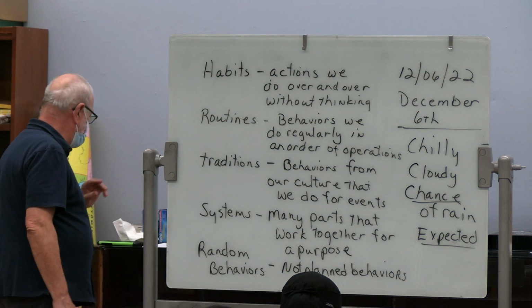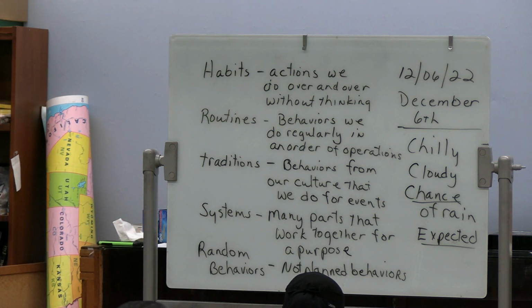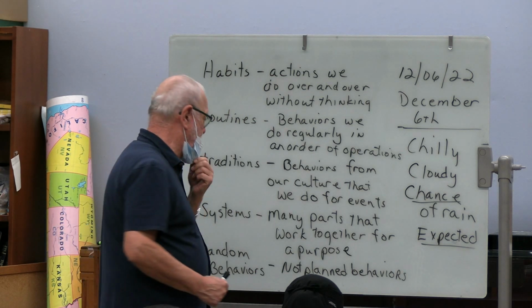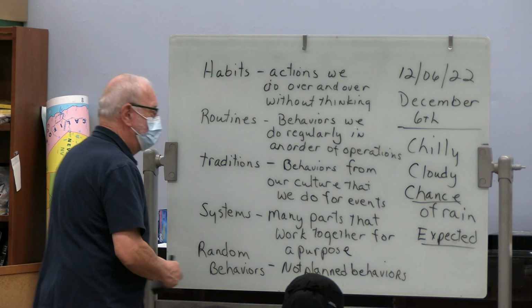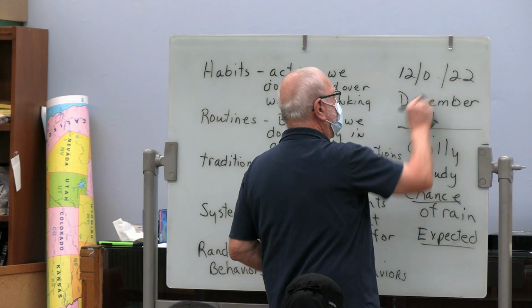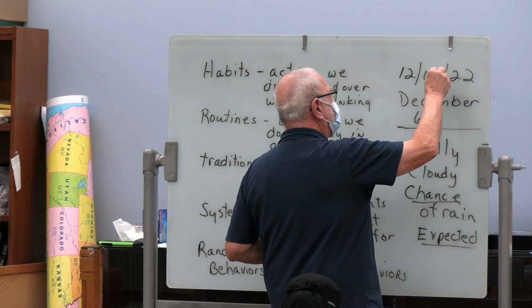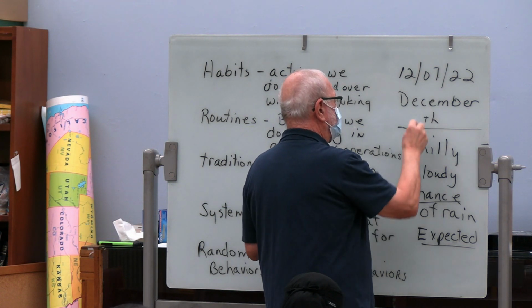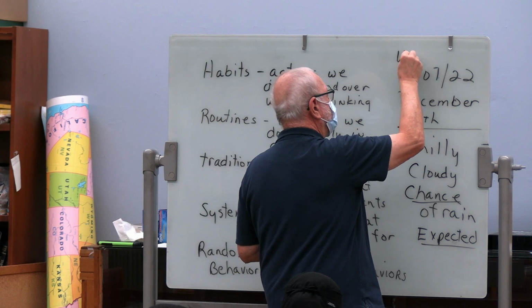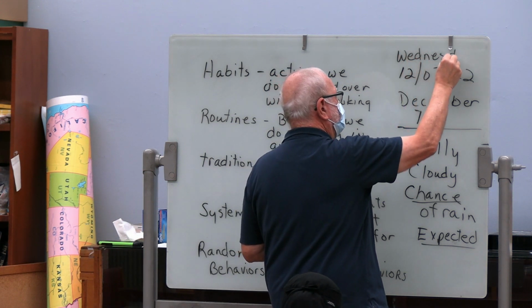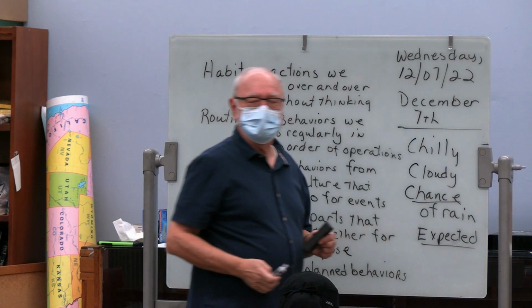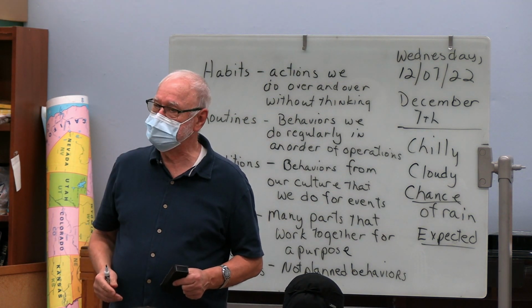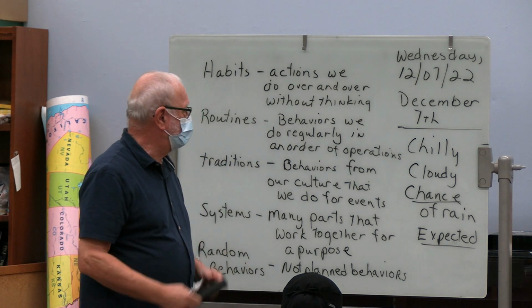we'll continue where we were yesterday with weather words. And we'll add another weather word today. Today is Wednesday. Usually they put a comma when we give the date and day. Wednesday, comma, 12/7. And that's how it's often done.